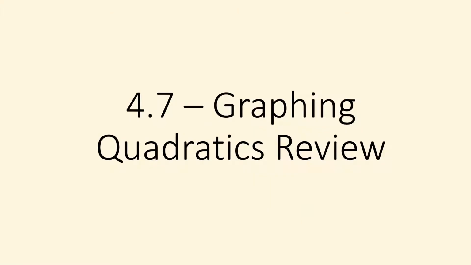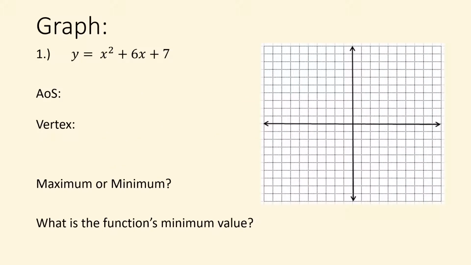This section reviews graphing, which we covered earlier in the chapter, along with applying some of the methods that we used along the way. To start, we have standard form. Y equals x squared plus 6x plus 7. We want to find the axis of symmetry, negative b over 2a. Negative 6 over 2 times 1, we get negative 3. That's the line that's going to be symmetrical for this parabola.